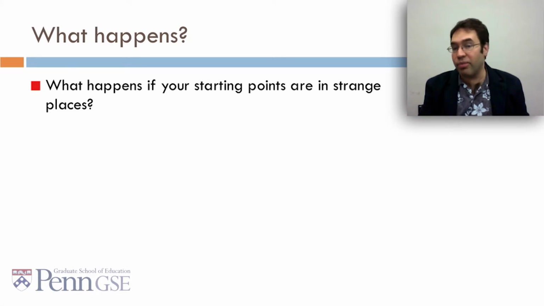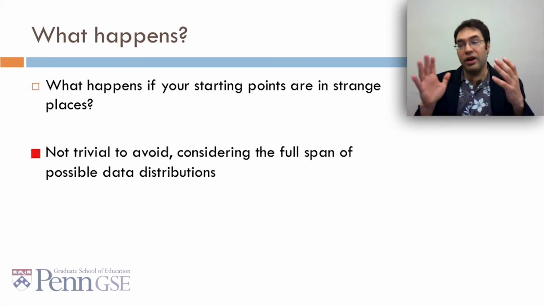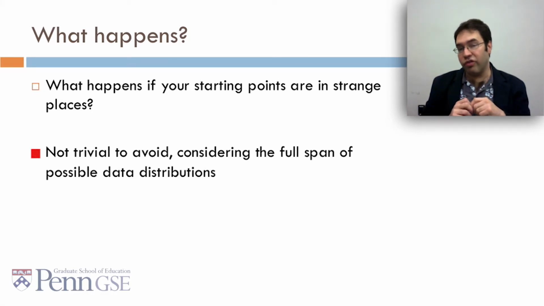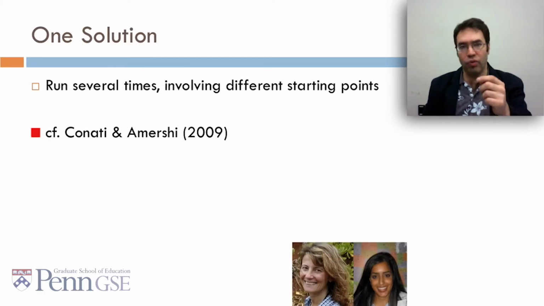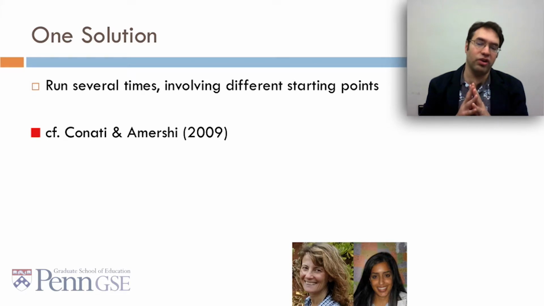So what happens if your starting points are in strange places? You're going to end up with strange clustering, and this isn't trivial to avoid considering the full span of possible data distributions. One solution, which Kanadi and Amershi use in one educational data mining paper, and it shows up a lot, is to run several times involving different starting points.